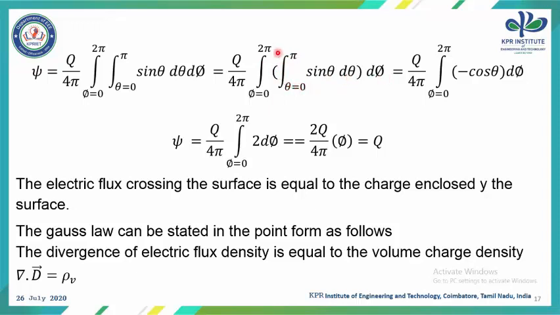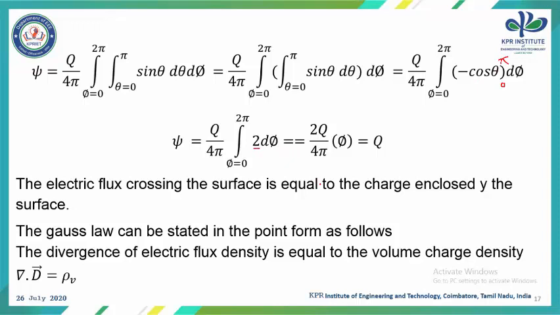First integrate for this term. What is the integration of sin theta? Minus cos theta. Yes, minus cos theta. What is the limit? 0 to pi. You have to substitute that value. So minus cos pi minus cos 0. If you substitute and simplify, that value is equal to 2.